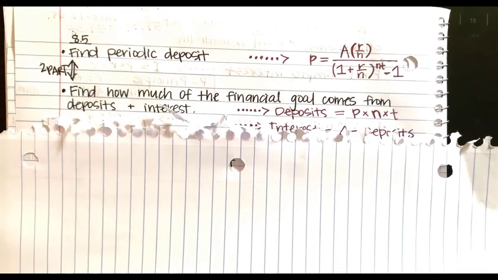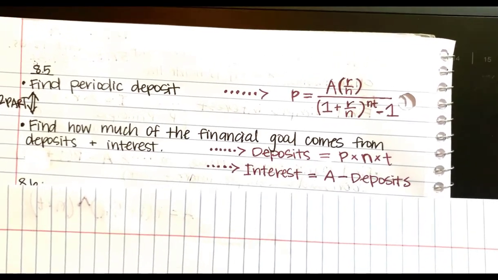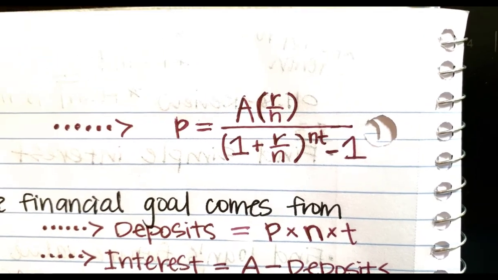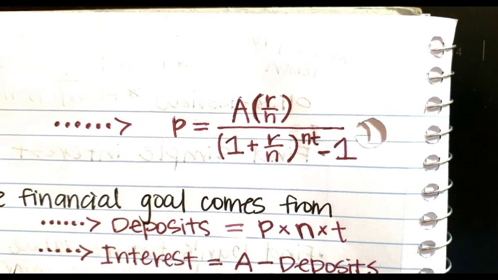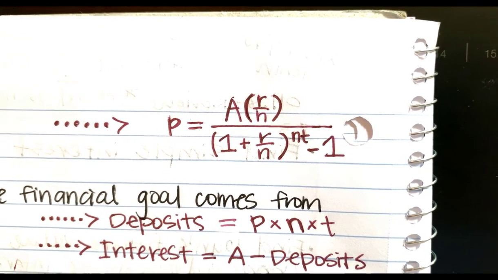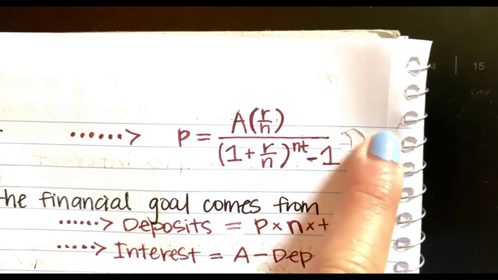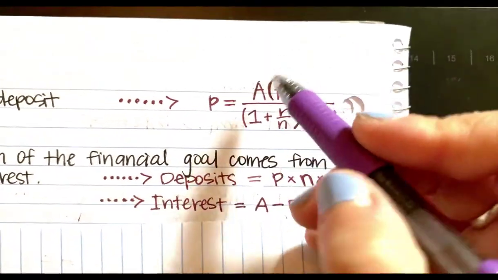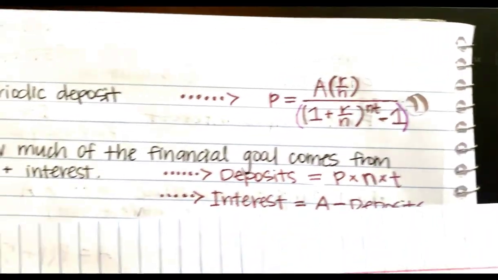Alrighty, continuing on. 8.5, the periodic deposit. Again, it's our same formula. We're just rearranging and finding for P. So P equals A times R over N, and then divided by 1 plus R over N to the NT power, all minus 1. And then our 1 is in the denominator. It's not over here to the side, so it still stays in our denominator. You don't have to put parentheses around all of this, but if it makes you feel better, go for it.